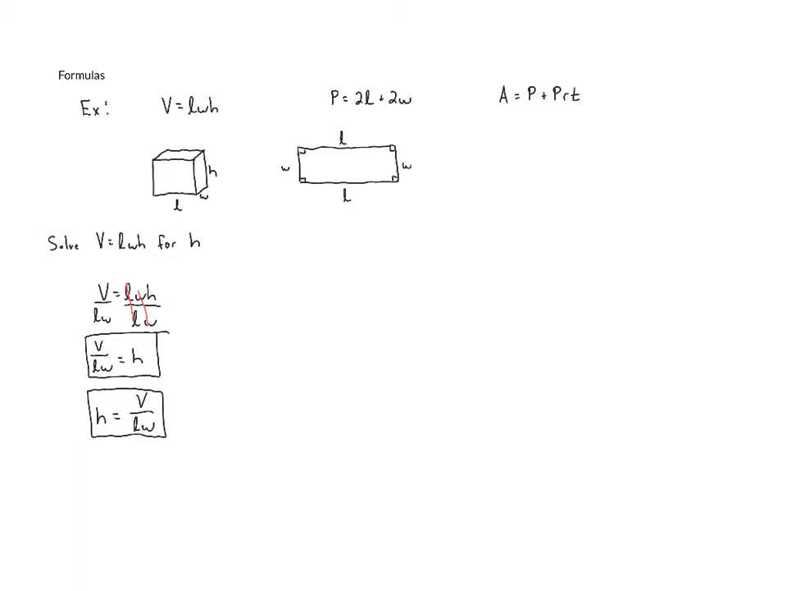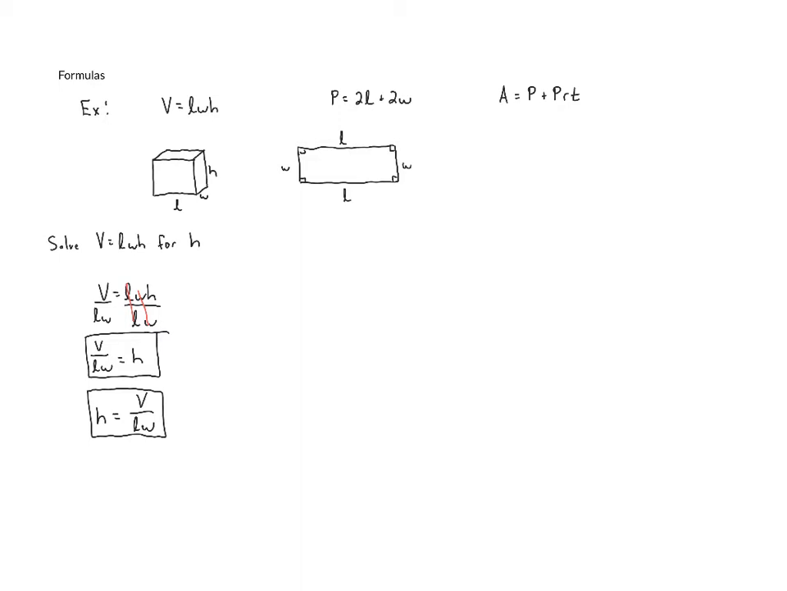Now the perimeter is the total distance around the outside of a shape. And if we go all the way around the outside, we've got the length twice and the width twice, so the perimeter is twice the length plus twice the width. We could use this if we know the length and the width of a rectangle to calculate the perimeter.